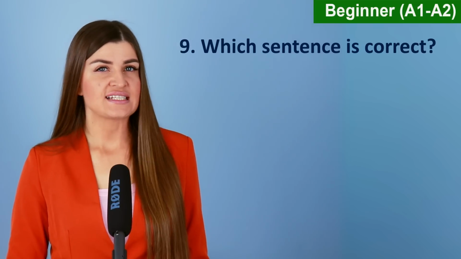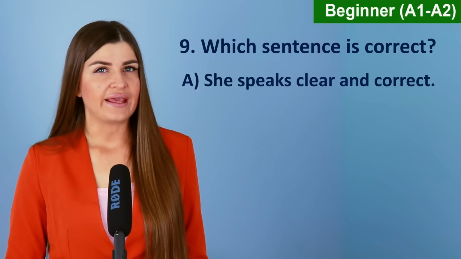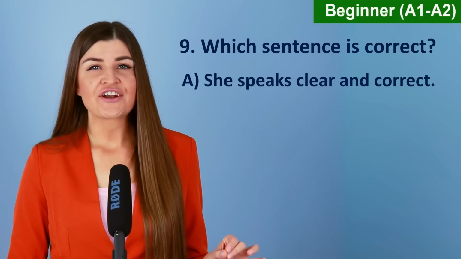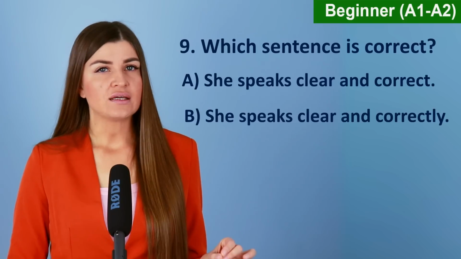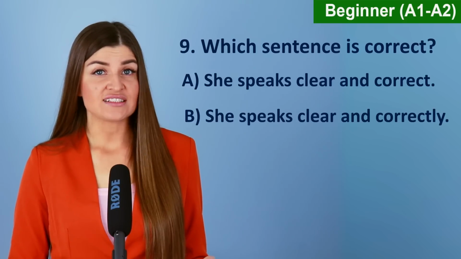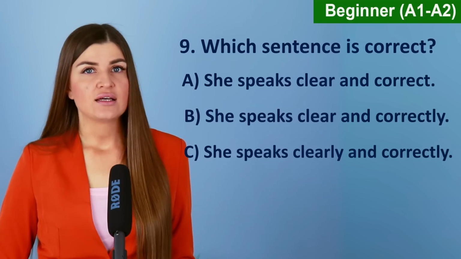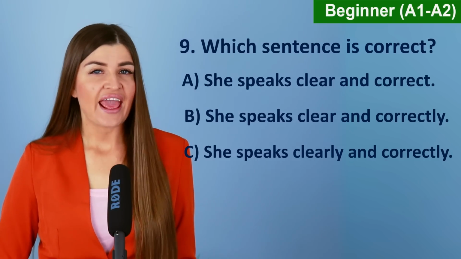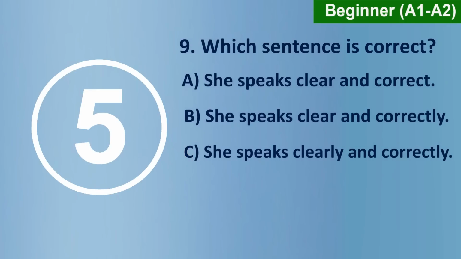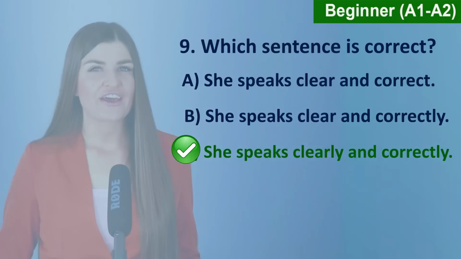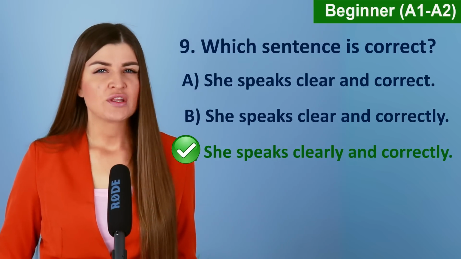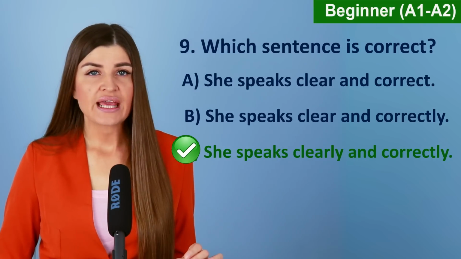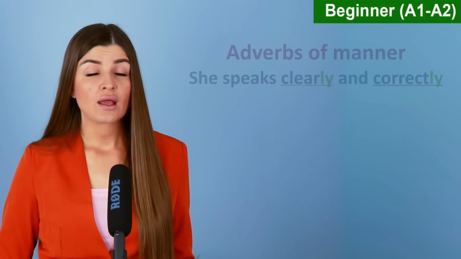9. Which sentence is correct? A. She speaks clear and correct. B. She speaks clear and correctly. C. She speaks clearly and correctly. The correct option is C. She speaks clearly and correctly.